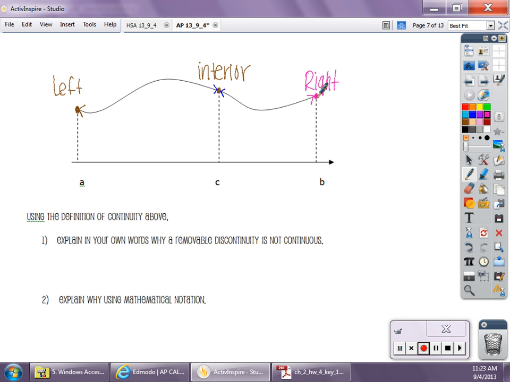Using the definition of continuity, explain in your own words why a removable discontinuity is not continuous. We just talked about it. What's wrong with it? The point might not exist, so there's one thing. The point may not have a y value. I want to use the word y value in it because that's in the definition. Or, what's the other thing that might have happened? Y value may be different.